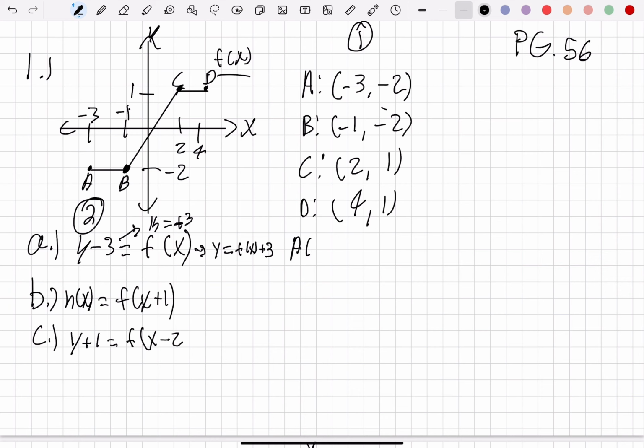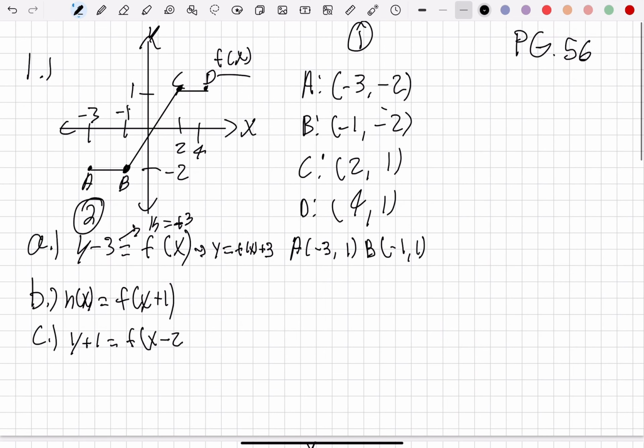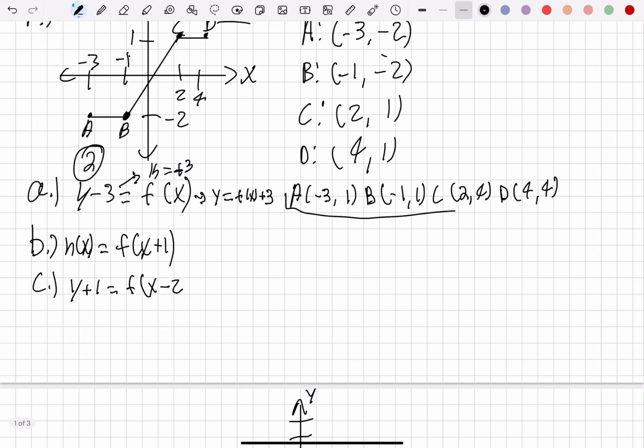So now A is going to become negative 3 and 1. B is going to become negative 1 and 1. And C is going to become 2 and 4. D is going to become 4 and 4. And those are our new points that we can then plot on our coordinates.